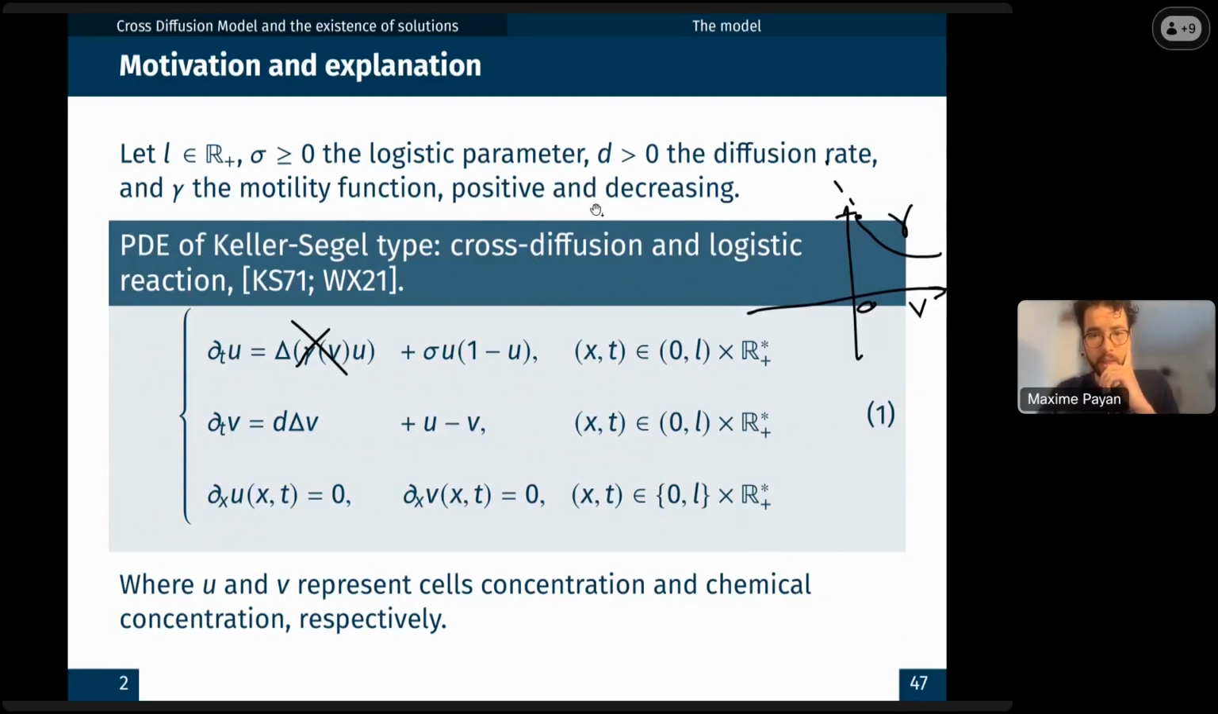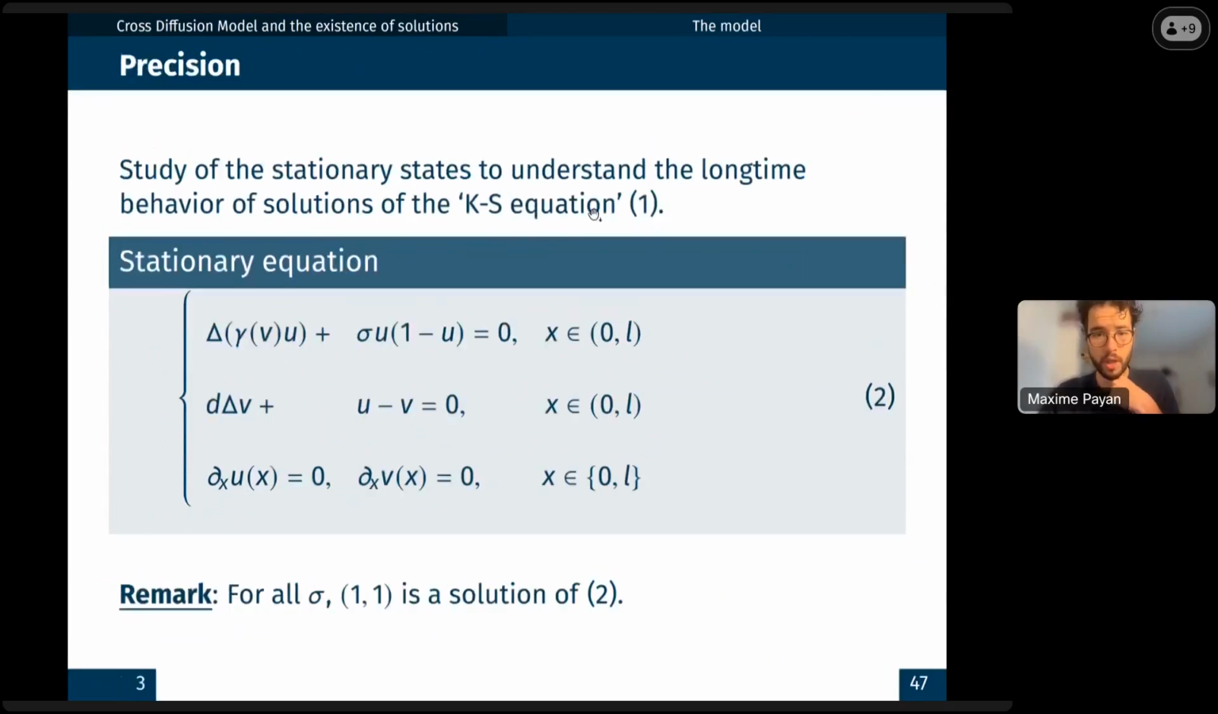And here we are interested in the long-time behavior of the solution. So we will focus on the stationary equation. We just forget time. Here the functions u and v do not depend on time, and we will look for solutions of this equation. Just a remark: for all sigma, u equals 1, v equals 1 is a solution of this stationary equation. This is a property we will see again later.